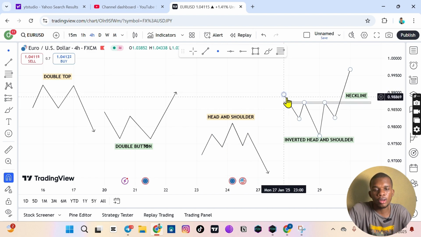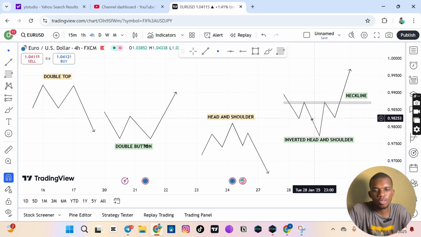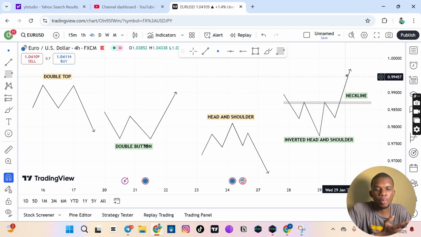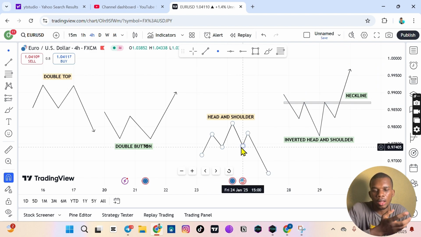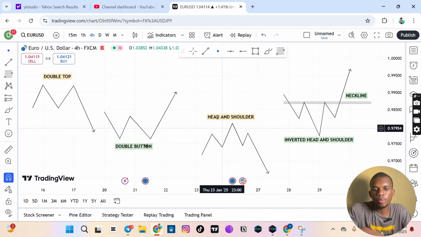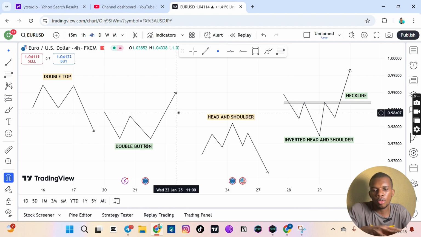Now, this is an inverted head and shoulders. This is the shoulder, this is the head, this is the shoulder. Once you see this inverted head and shoulders, just know that the market is going up. All you need to do is position yourself. This particular line is called the neckline. Once the market breaks this neckline, the market will start pulling up. Here is also a neckline. Once the market gets to this neckline, the market will start pulling down. You have to know these simple price action patterns in your head once you want to trade.